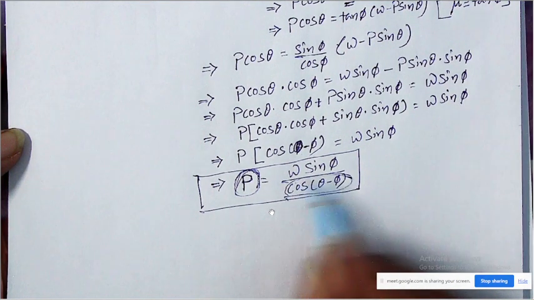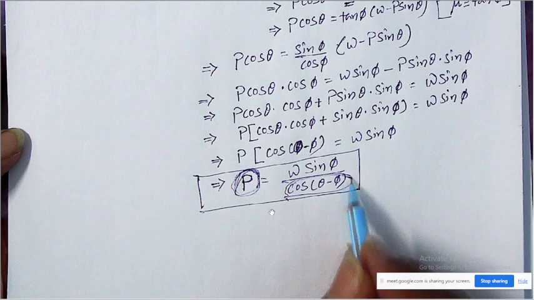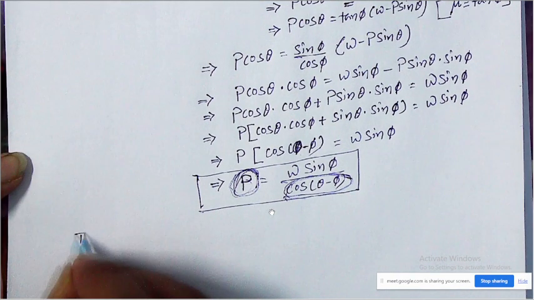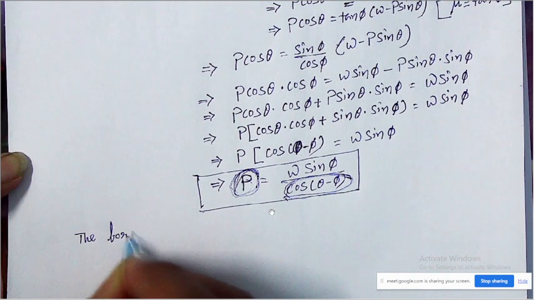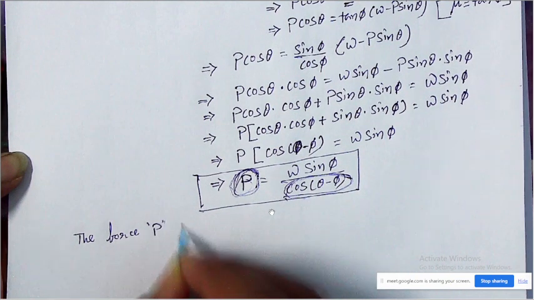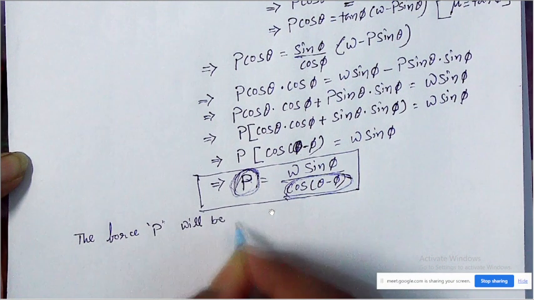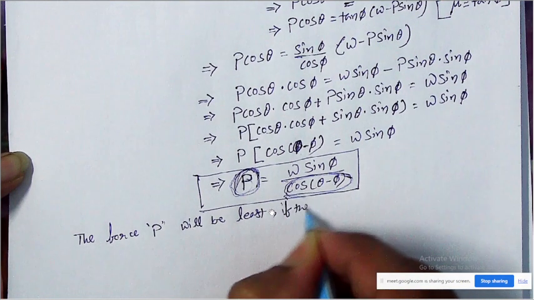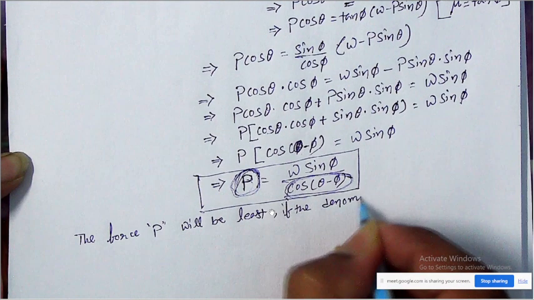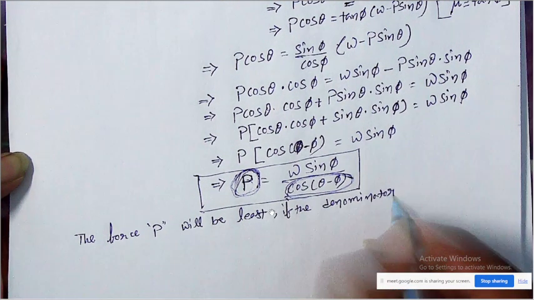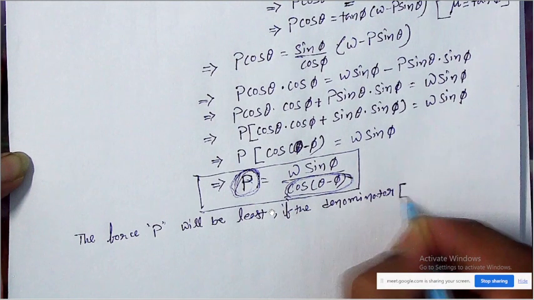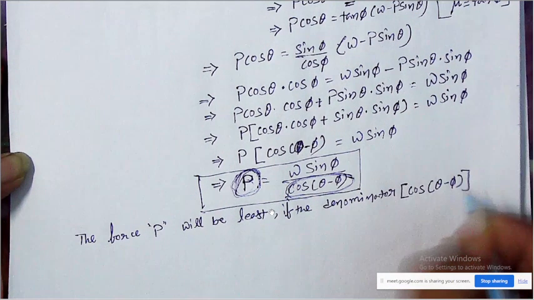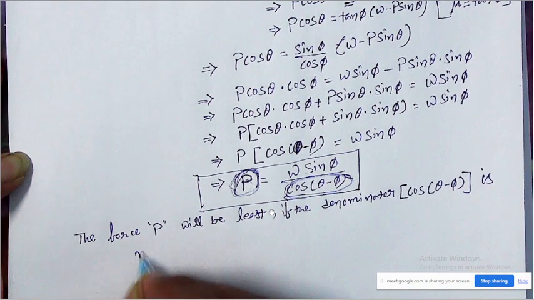When this is maximum, this can be minimum or not? Yes, sir. When this is maximum, this will be minimum. So you should write that statement. The force P will be least if the denominator, cos theta minus phi, is maximum.